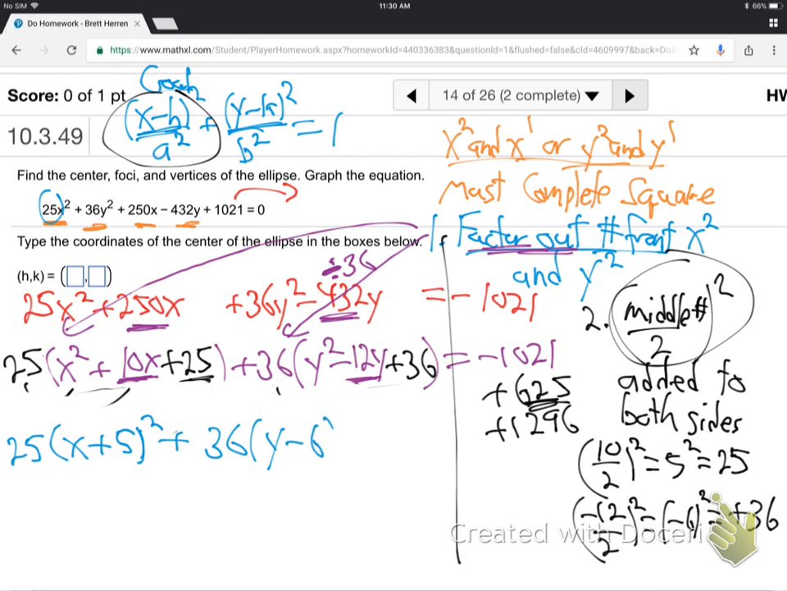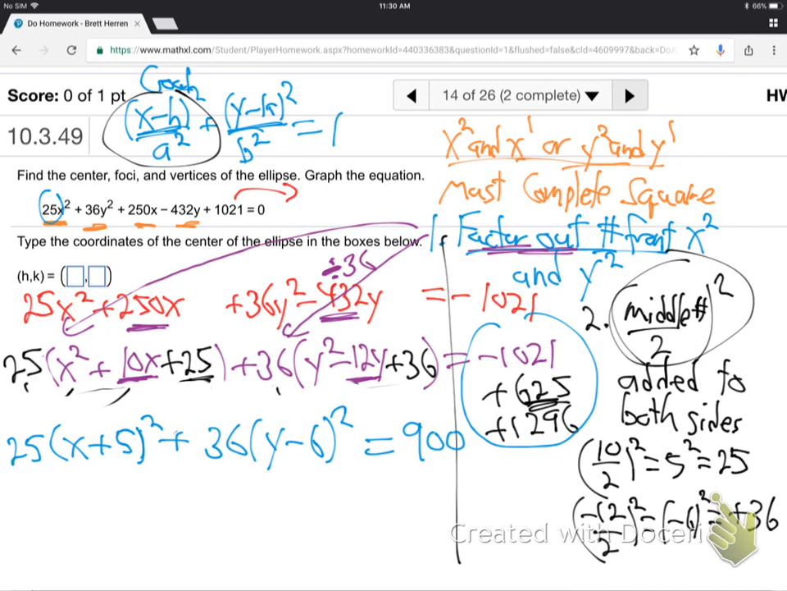This is y minus 6 squared. What's the right side? I don't know. Whatever. You guys have a calculator? What does all this come out to be? Is it 900? Nice. I'm taking Jeffrey's word for it. Is that what it is? 900? Great. All right.